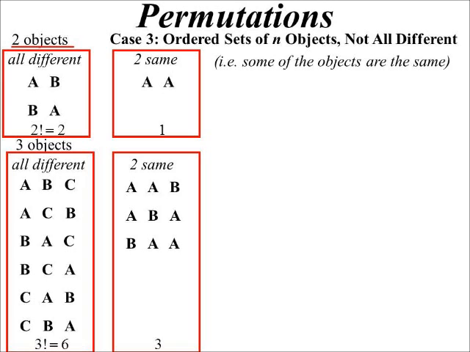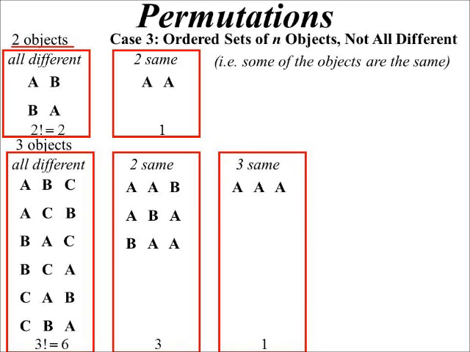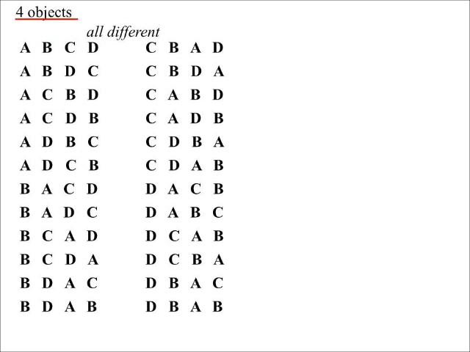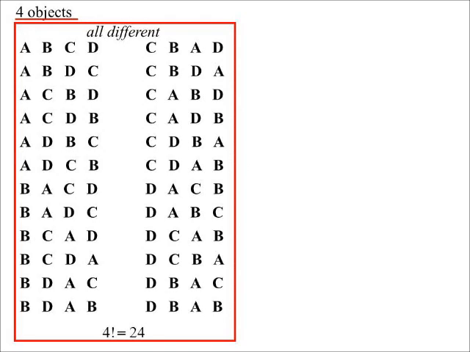So again, the question is, what's the pattern? How did I get from 2 to 1, did exactly the same thing, and got from 6 to 3? If all 3 are the same, then now there's only one way of doing it. So I've gone from 6 to 1. Let's have a look at 4 objects. Now, if they're all different, there's quite a few there now, A, B, C, and D, we've got 24.